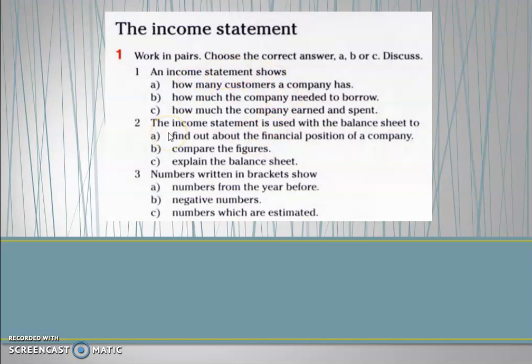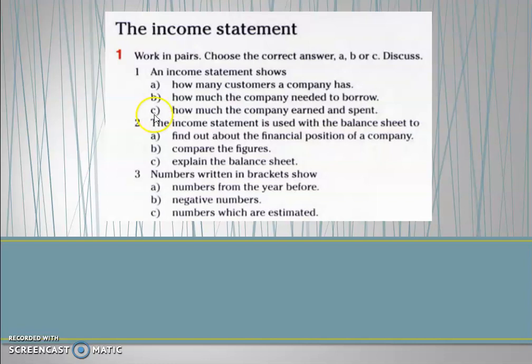So there are 3 questions here about the income statement. Who can tell me the answer for number 1? An income statement shows A, how many customers a company has. B, how much the company needed to borrow. C, how much the company earned and spent. Can you try? Yeah? Of course, the answer is letter A, no. B, no. And letter C, yes. This is the answer for number 1. So the income statement shows how much the company earned and spent.